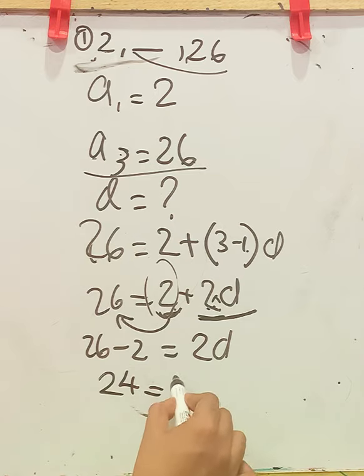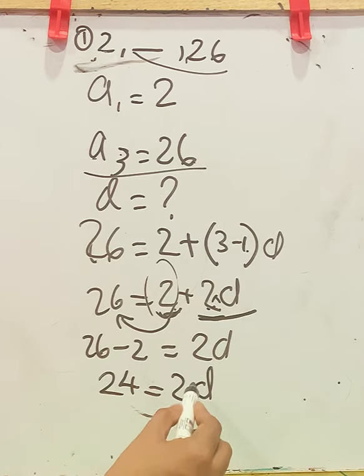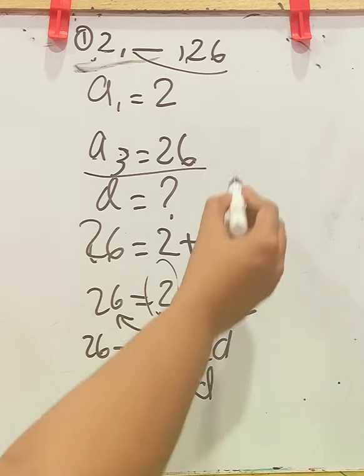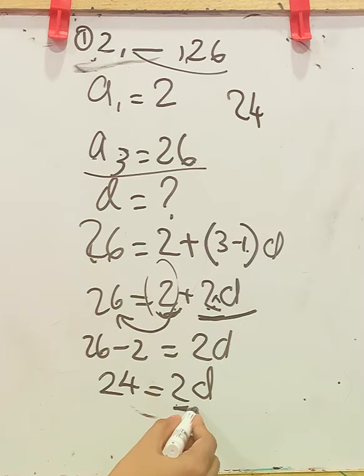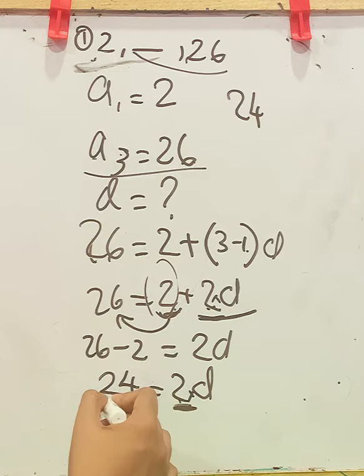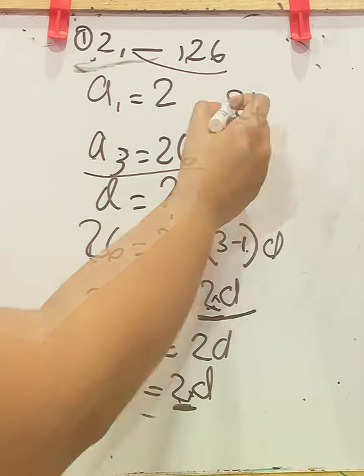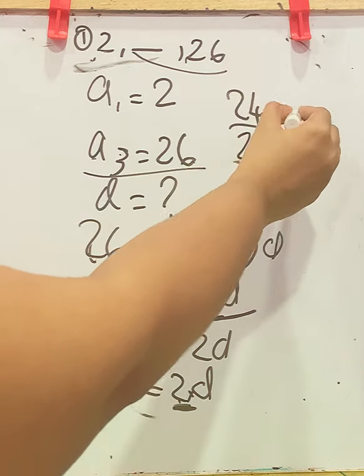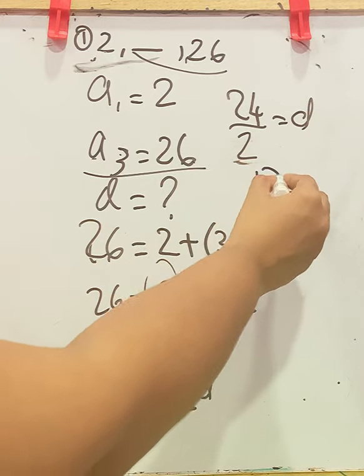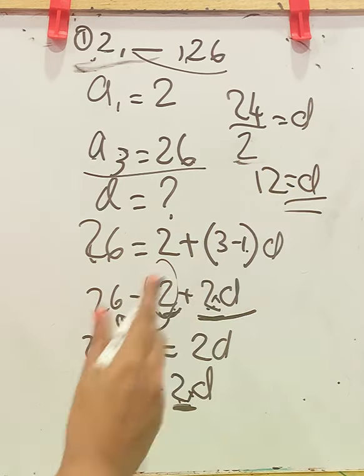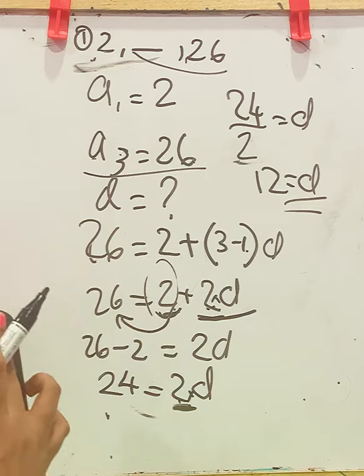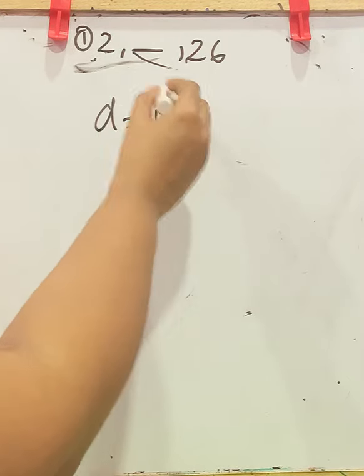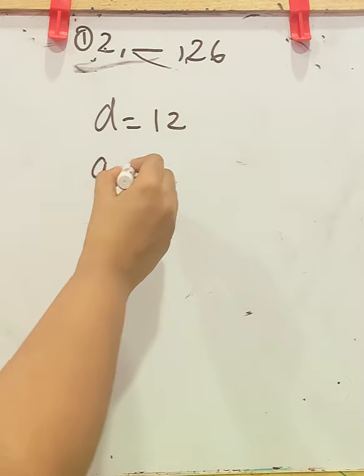Now you get 24 equal to 2d. Now you can take this 2 to the side. It becomes 24. This is in the numerator, that is multiplication. When you are taking this to the side, it becomes denominator or division. 24 by 2 equal to d. 24 divided by 2 is 12. d is 12. Now you got the value of d. And a1 is 2.